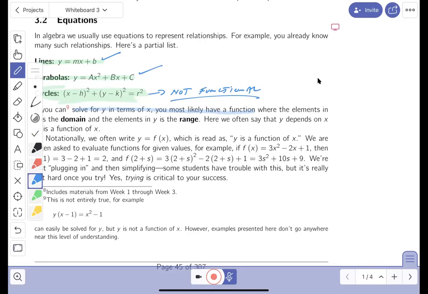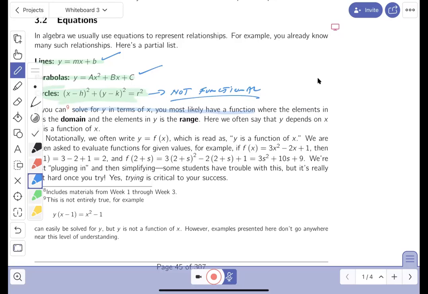However, I do want to say this over here. What I stated to you, that if you can solve for y in terms of x you have a function, is not entirely true. It's that you most likely have a function. At this level of the game, though, we're not going to try to confuse you with that. So if you're given an equation and you can solve that equation for y, let's just say it's a function, okay? What are you going to be asked about the function?